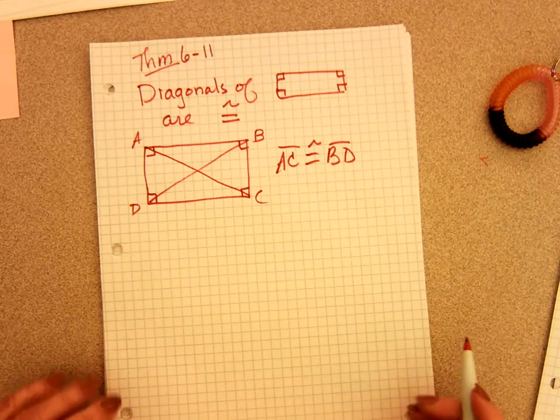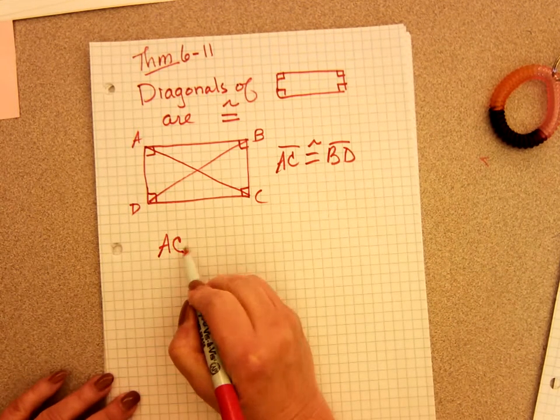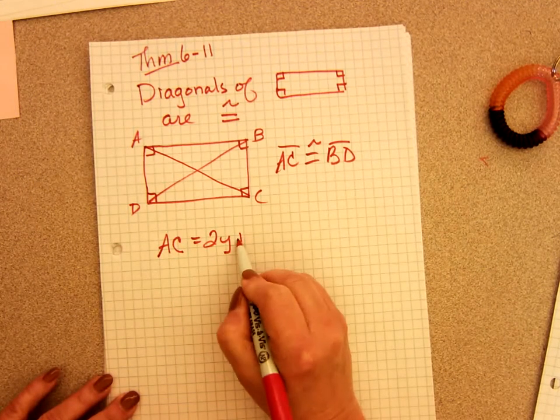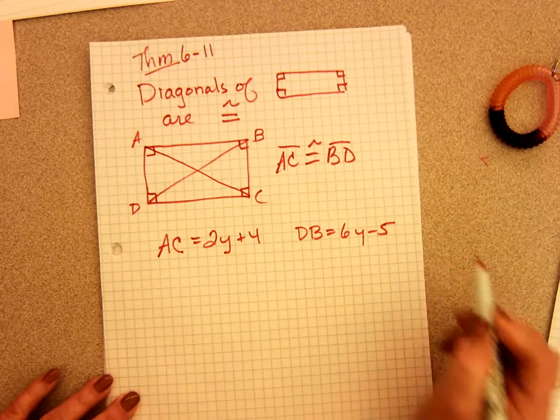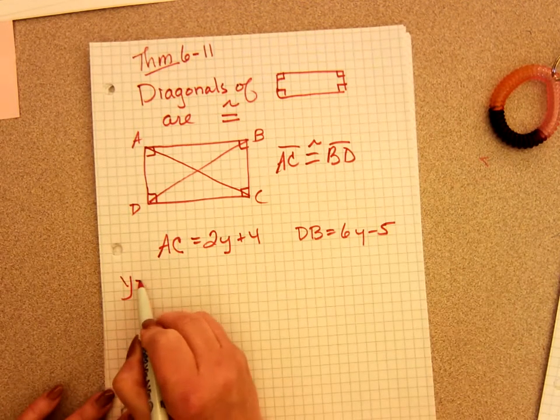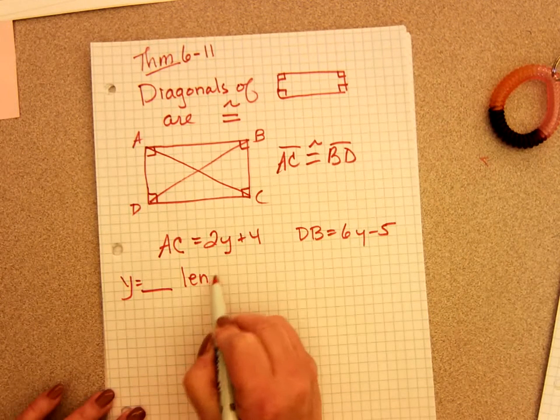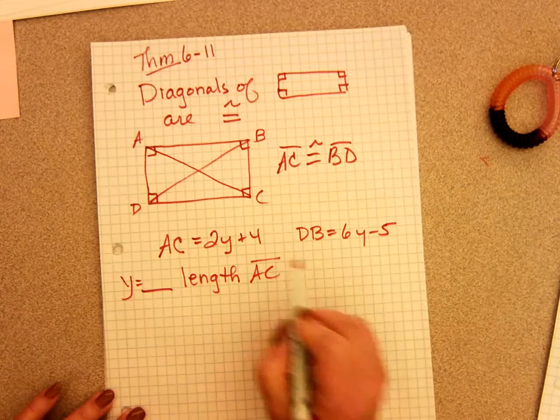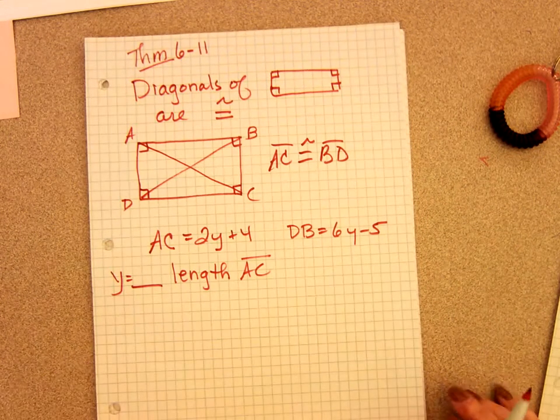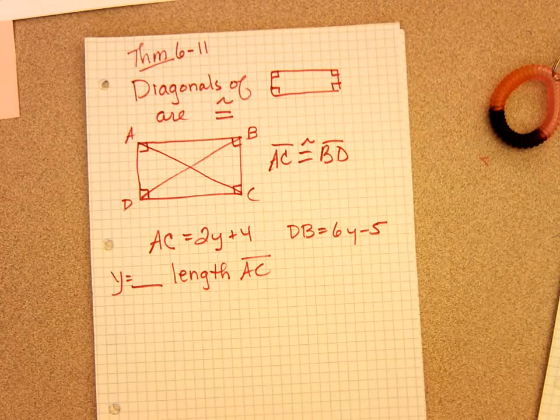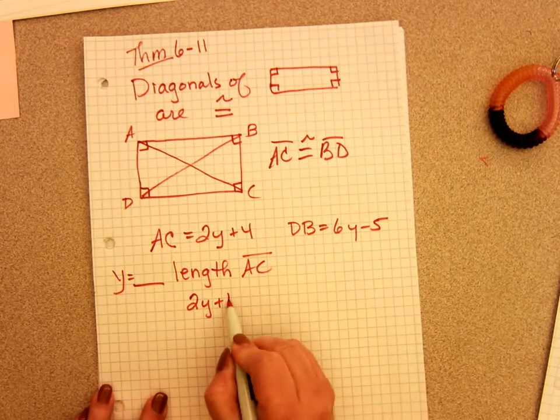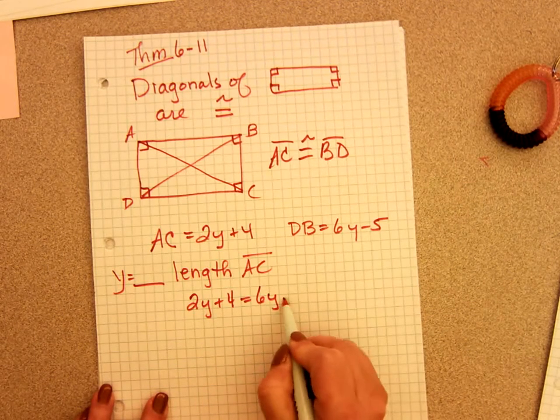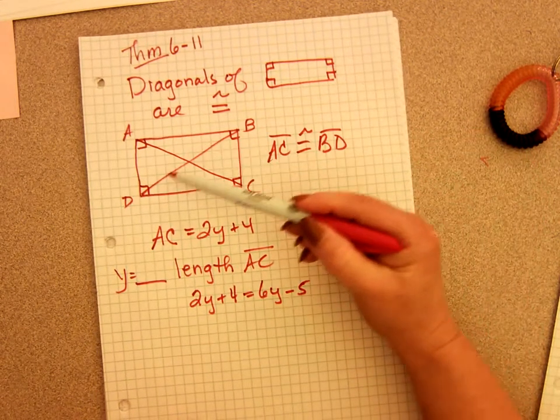So what would I do with this knowledge? Let's say I told you that the length of AC was equal to 2y plus 4, and the length of DB was equal to 6y minus 5. I want to know what y is, and I want to know the length of AC. How do I start? Very good. 2y plus 4 equals 6y minus 5, because we just learned that these are congruent.